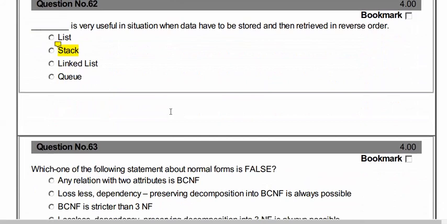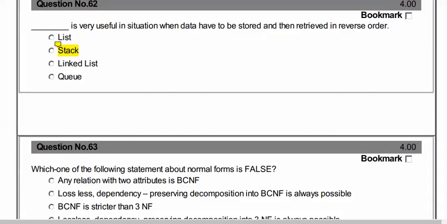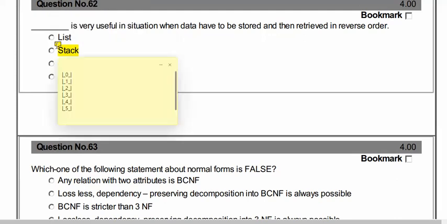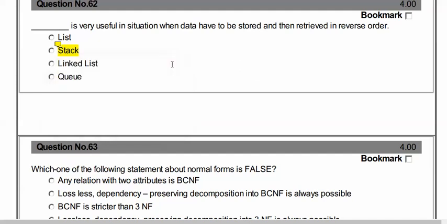Question number 62. Dash is very useful in situations when data have to be stored and then retrieved in reverse order. Option B is right, stack. This is a stack. If we pop this stack, the number series will be 0, 1, 2, 3, 4, 5. That is the reverse order of how it is stored.